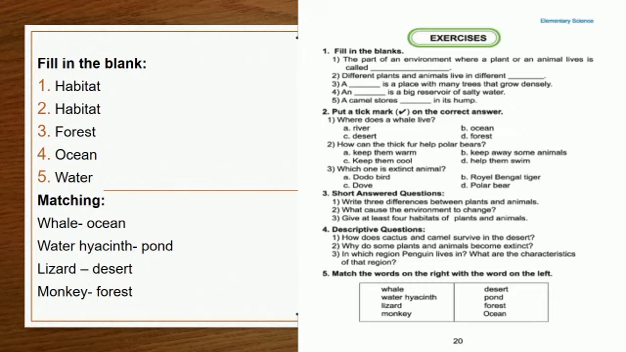So number 1, where does the whale live? The whale lives in the ocean. Okay, number 2, how can thick fur help polar bears? The answer is A, keep them warm. So thick fur helps them to keep themselves warm. Number 3, which one is an extinct animal? Yes, we have known already, dodo bird, which is an extinct animal.